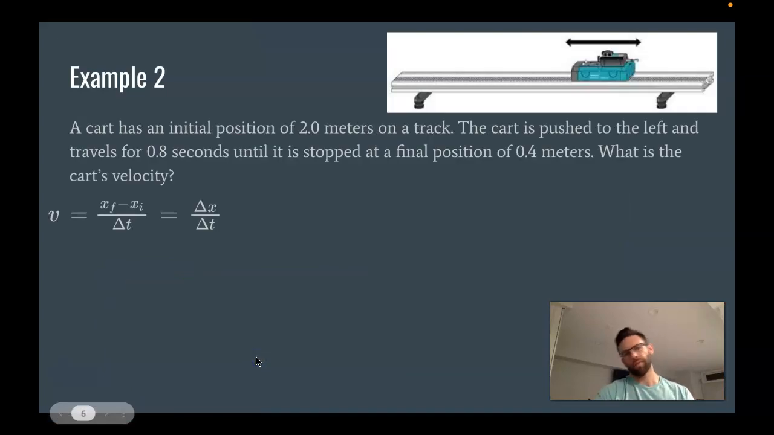All right, here's another example. A cart has an initial position of 2 meters on a track. The cart is pushed to the left and travels for 0.8 seconds until it is stopped at a final position of 0.4 meters. What is the cart's velocity?